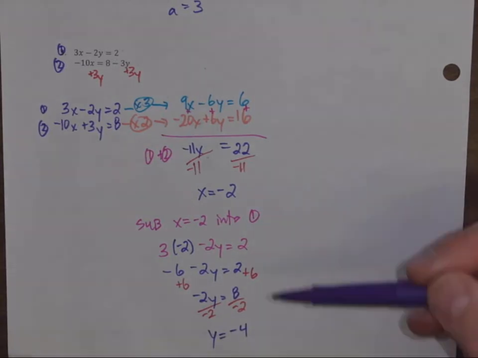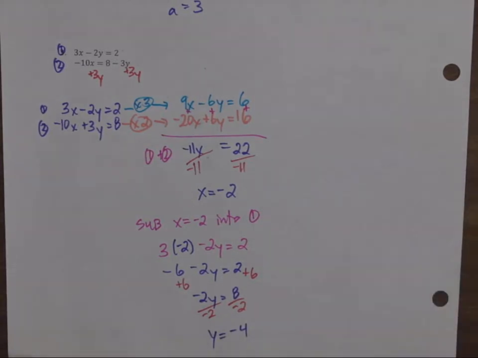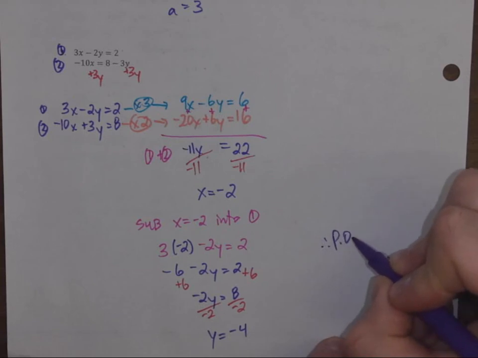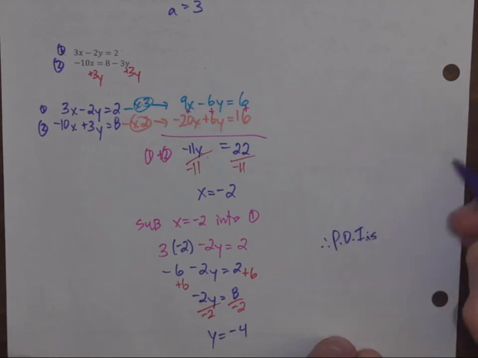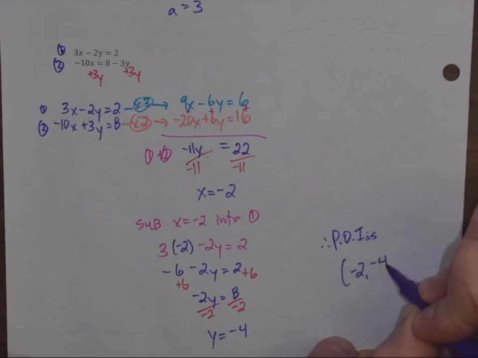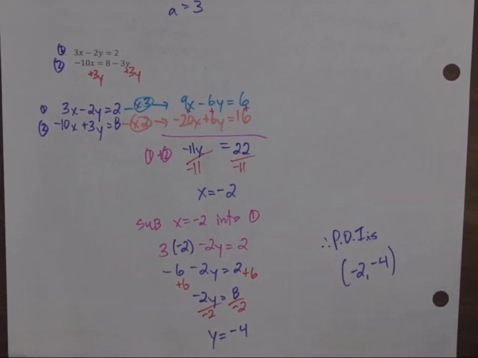Now I have an x coordinate and a y coordinate. The point of intersection is negative 2, negative 4. All done. Solving by elimination.